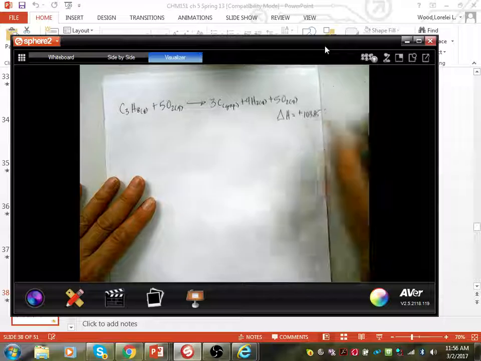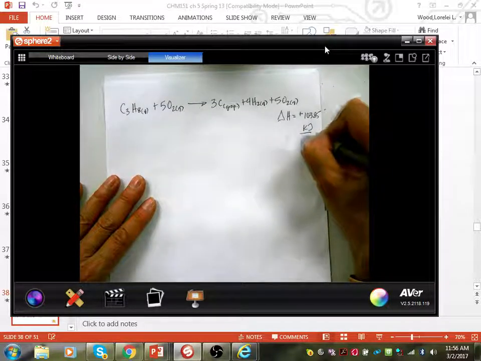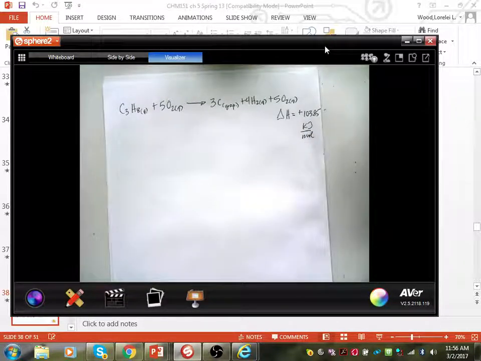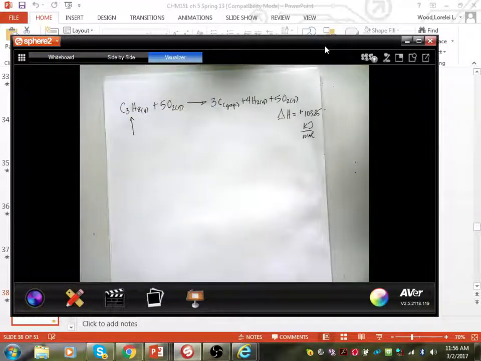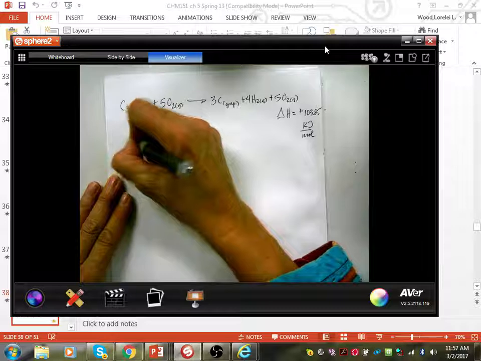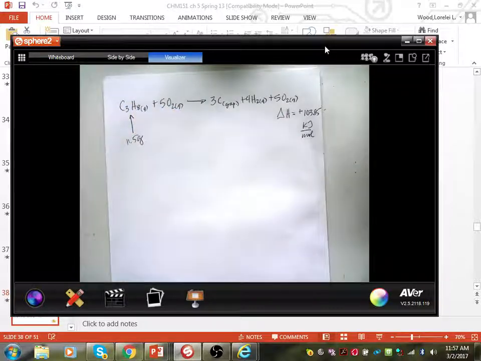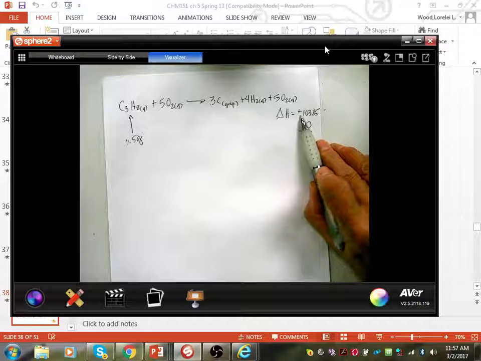And this is 103.85 kilojoules per mole. If I said I've got, I'm just going to pull a number out of the air, 11.5 grams of this propane gas, and I want to decompose all 11.5 grams of that, and I want to know how much energy is it going to cost me, right?